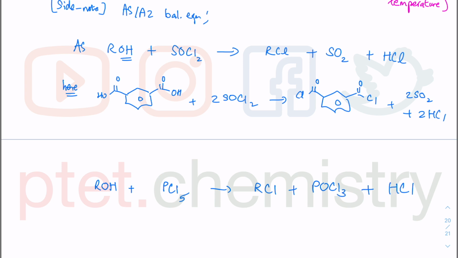So you could have done the same thing there, but with PCl5, and you will have the diacyl chloride from the dicarboxylic acid, and you get 2 POCl3 and 2 HCl. Okay, I better wrap this up before it gets messier. On to the next part of the question.